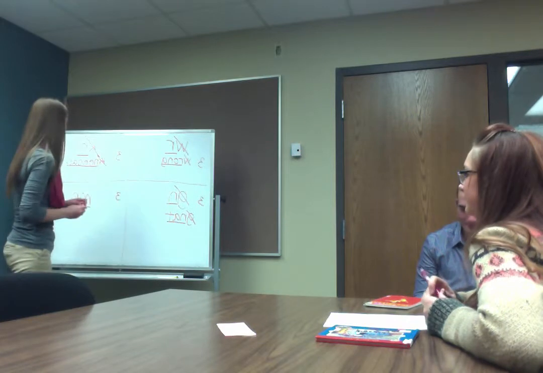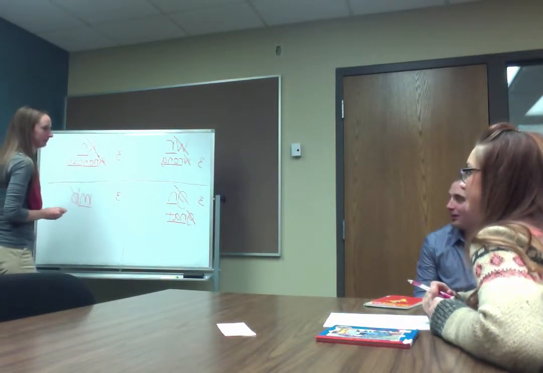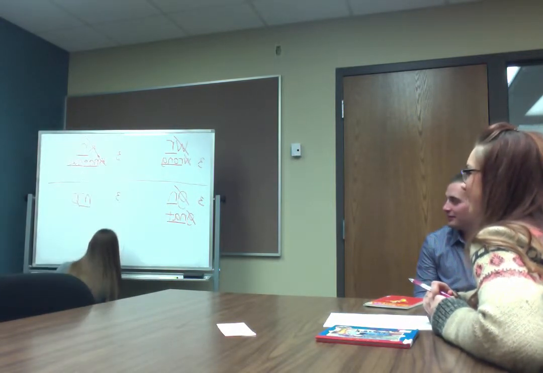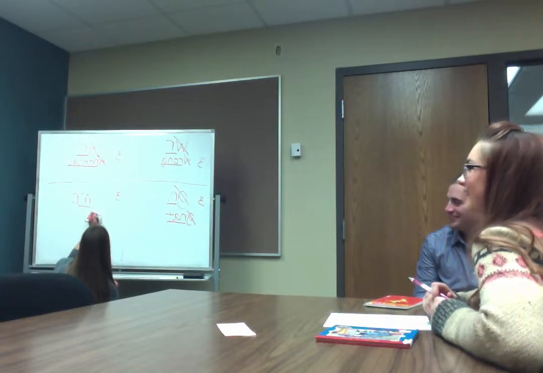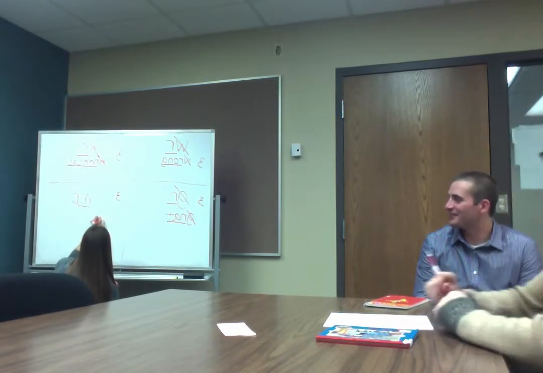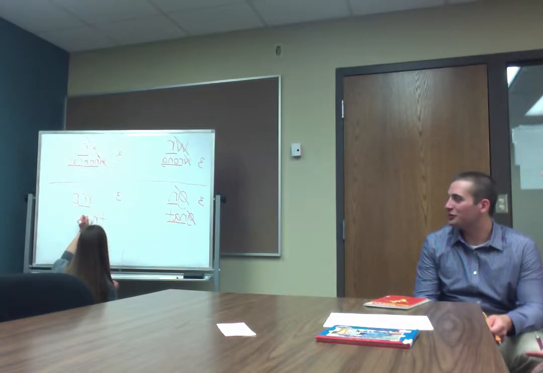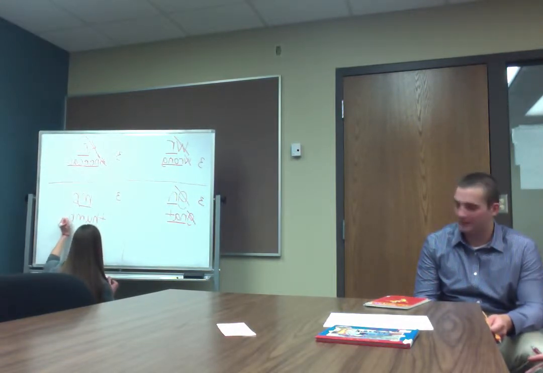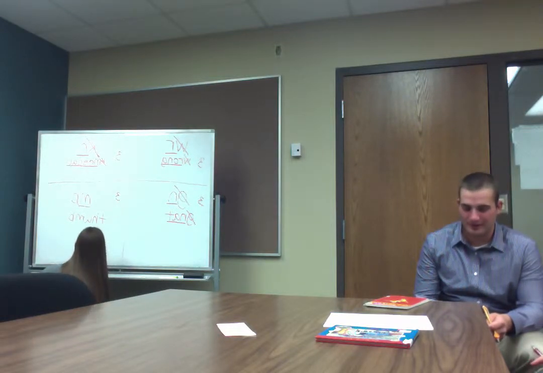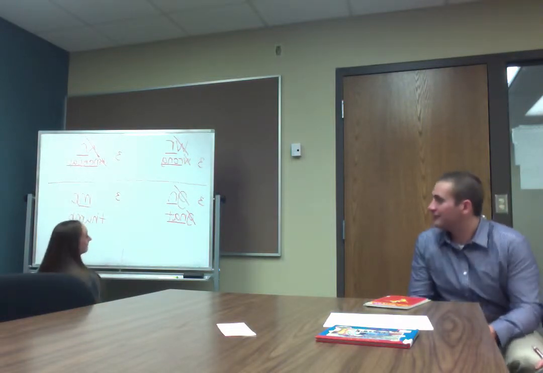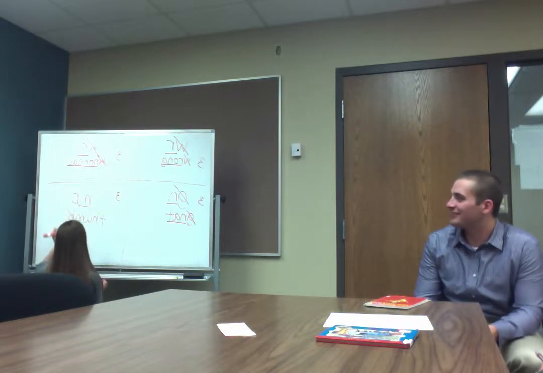And then, AJ, can you give me an MB? Thumb. Spell thumb. T-H-U-M-B. Good. And which letter are we crossing out? The B. And which letters are we underlining? THUM.